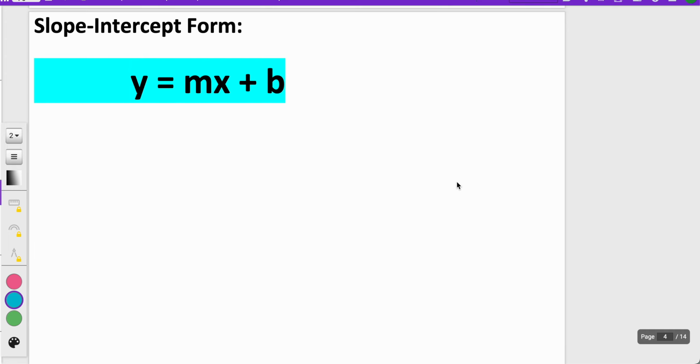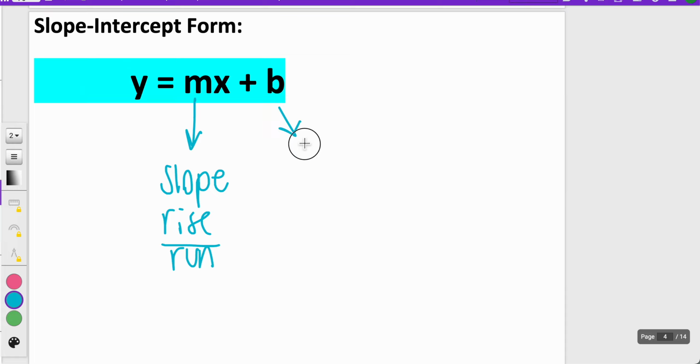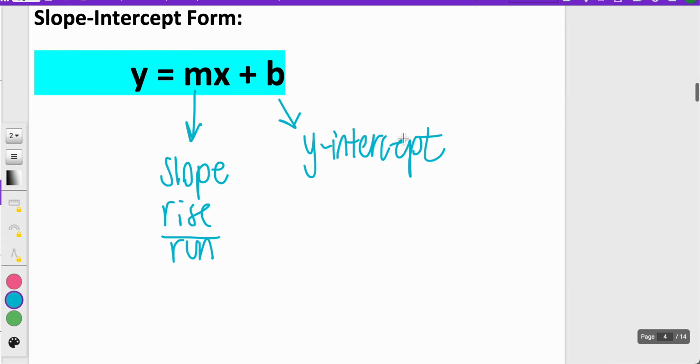First thing we want to write down is, well, what is slope-intercept form? It's y is equal to mx plus b. We'll get into detail in just a second, but m is representing your slope, which remember is your rise over run. And then b is going to be your y-intercept. We'll talk more about where that is in just a minute.